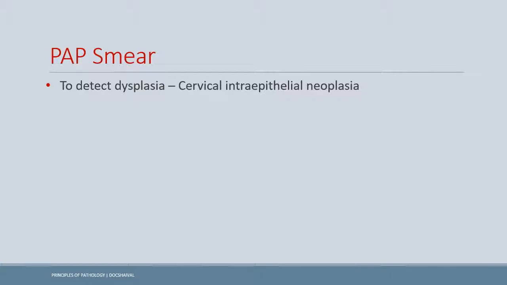Now the pap smear. The pap smear is one of the methods by which we detect the dysplasia of the cervix. We are also looking for cervical intraepithelial neoplasia, CIN1 and CIN2. If we detect the dysplasia, that would allow the detection of the cells before they convert to the cancerous state.